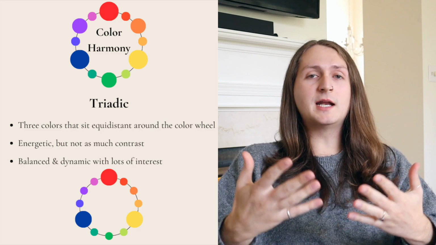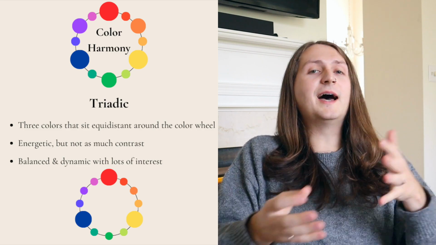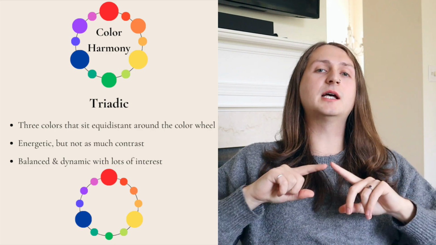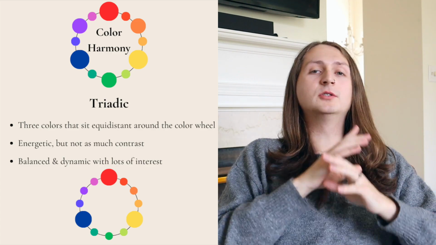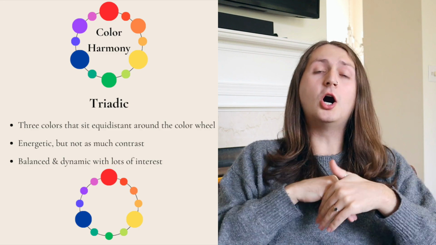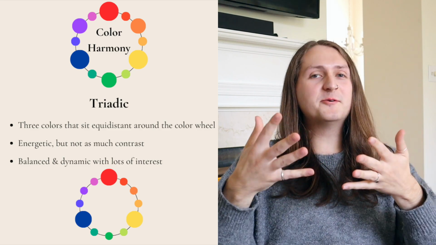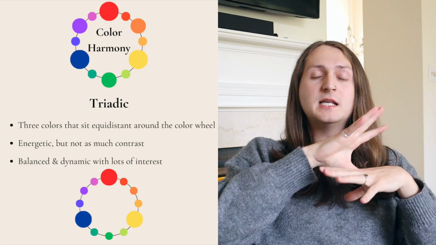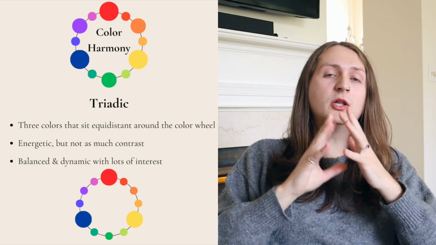The third one I'm going to talk about is the triadic color harmony group. As its name suggests, this is 3 colors, and they're 3 colors that sit equidistant around the color wheel. They make a triangle on the color wheel. An example would be our primary colors, red, yellow, and blue. They sit equidistant from one another on the color wheel.